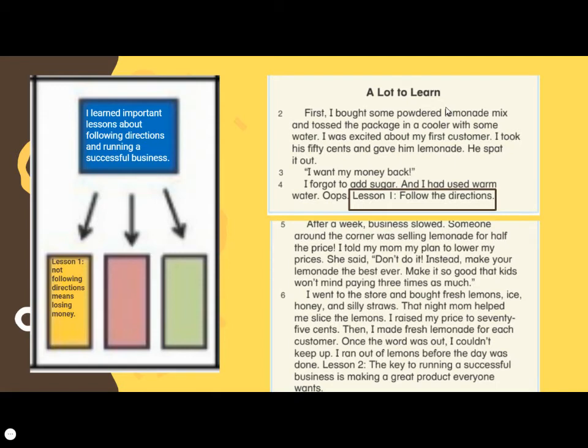What is the second lesson the author learned? How is this related to the main idea?